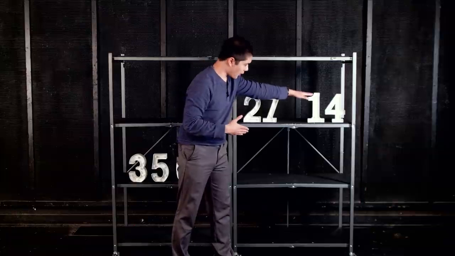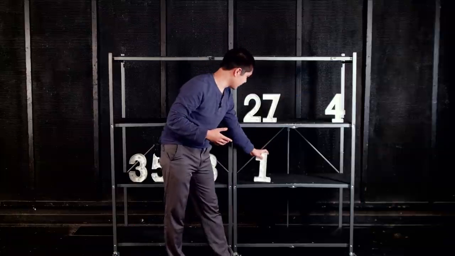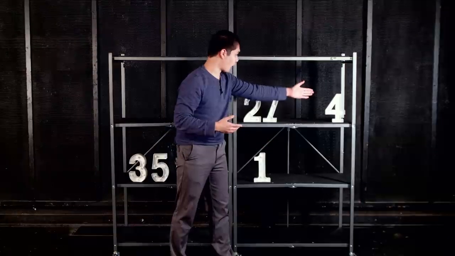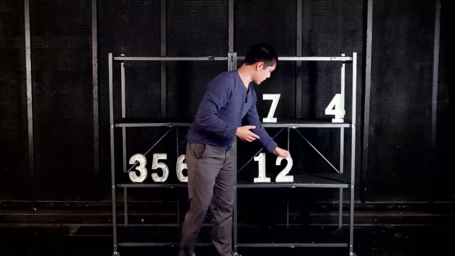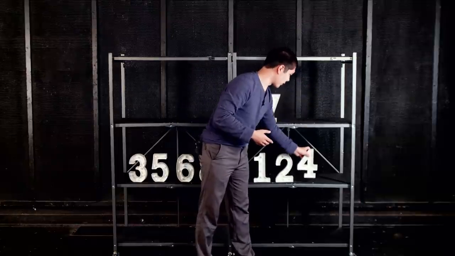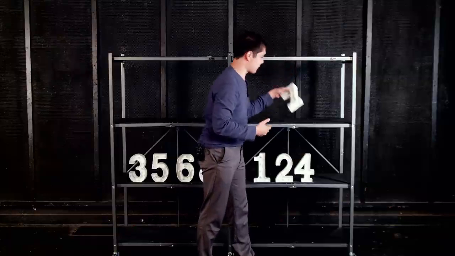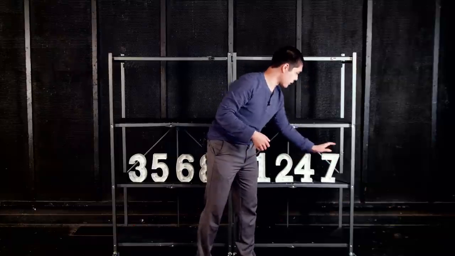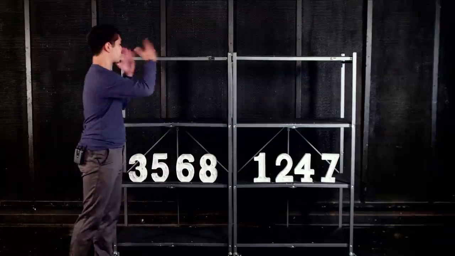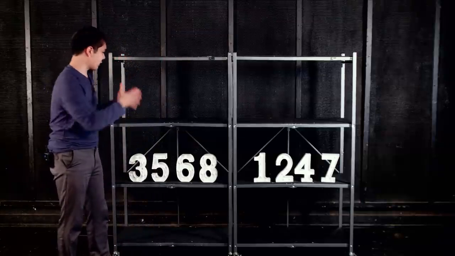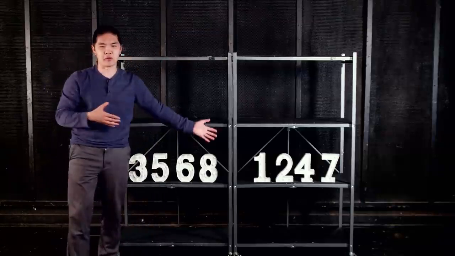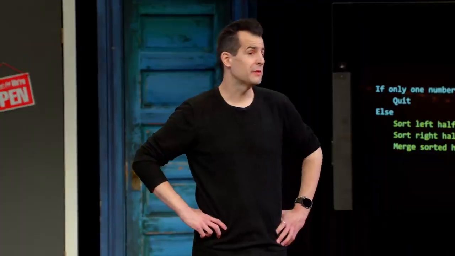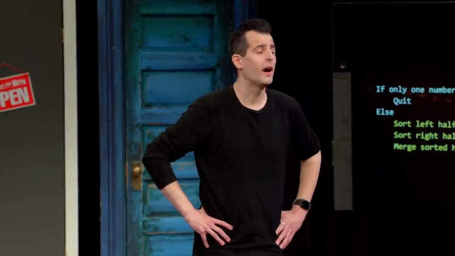So I'll compare the 2 and the 1. Between those 2, the 1 is smaller. Then I'll compare the 2 with the 4. The 2 is smaller. Then I'll compare the 7 with the 4. The 4 is smaller. And then finally, I'll just take the 7, the last number, and put that in the final spot. And so now from the original array of 8 numbers, I've sorted the left half, and I've sorted the right half. And now that brings us to our third and very final step.